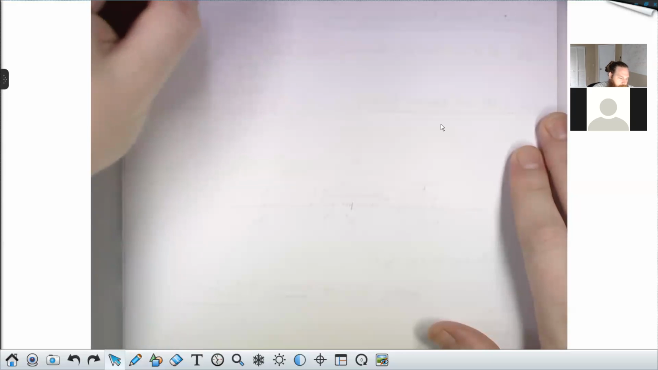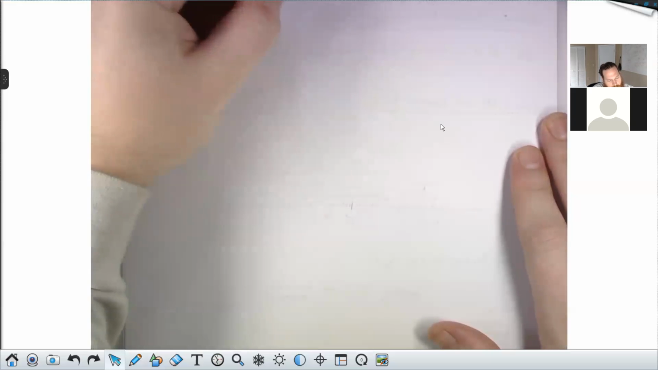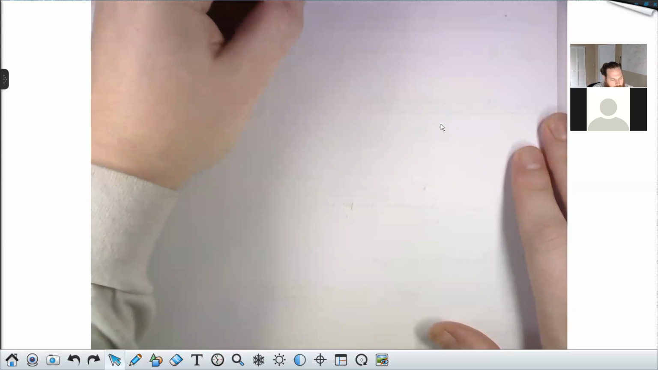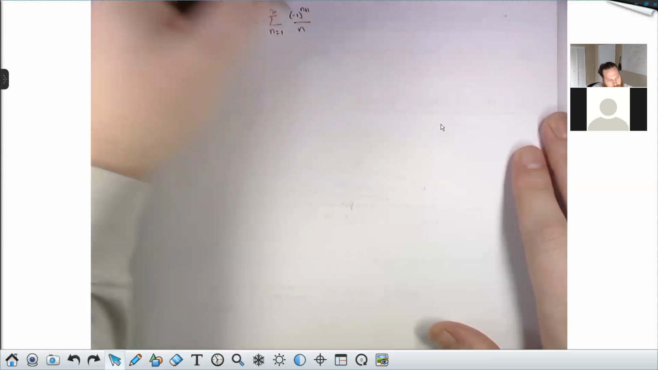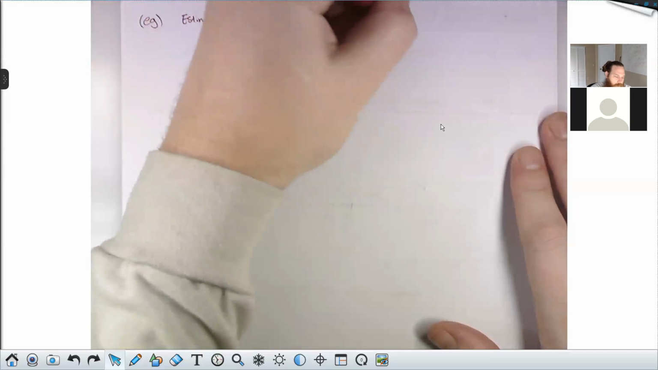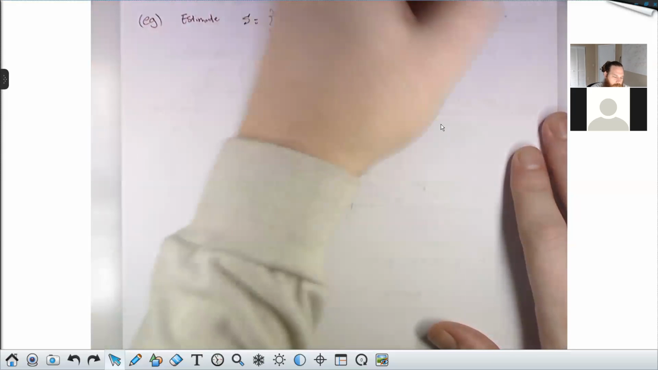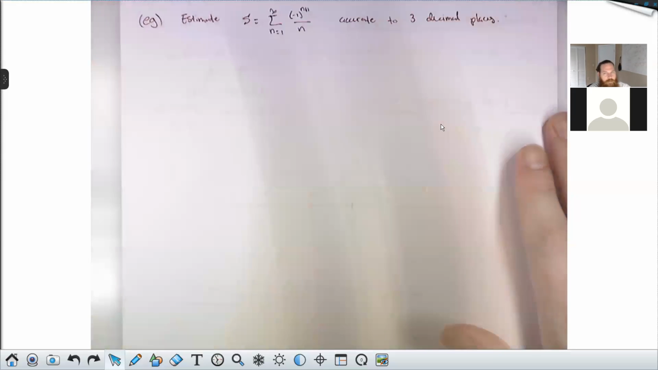So let's take a look. We observed earlier that the alternating harmonic series converges. Estimate the value of the alternating harmonic series, which is the sum from n equals 1 to infinity of negative 1 to the n plus 1 over n. Estimate this accurate to 3 decimal places. Let's see if we can do that.